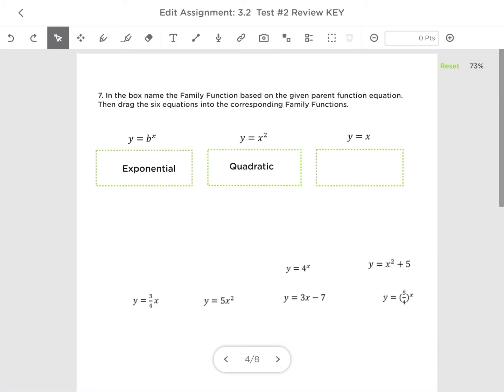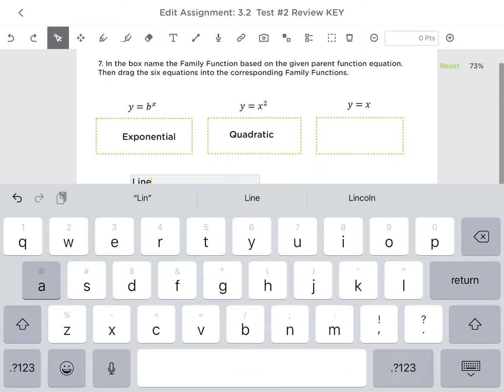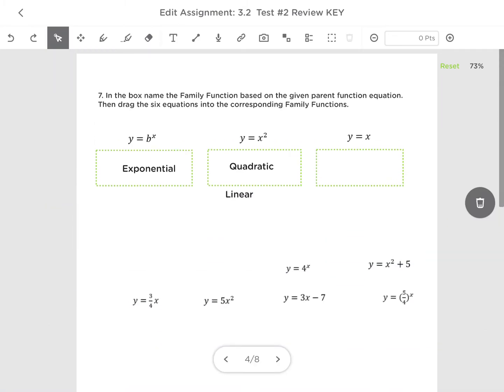Okay, and the last one, y equals x. X is an exponent of 1. That is our linear function. Okay, so now we're going to drag using the cursor tool. So this first one right here, y equals 3/4 x. That is a linear function. Okay, the x has an exponent of 1.